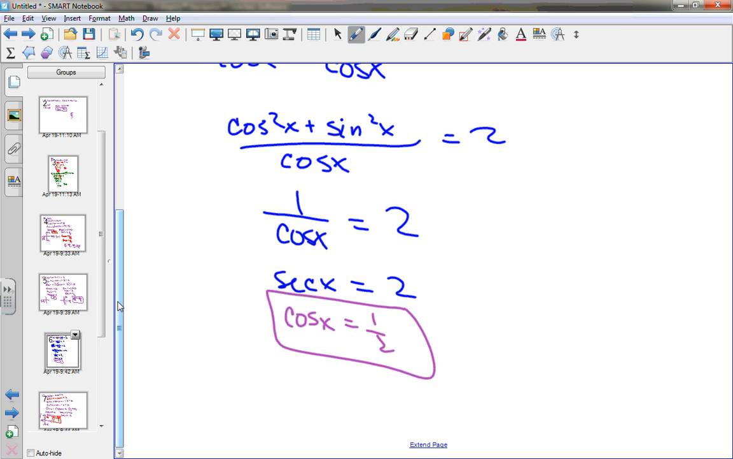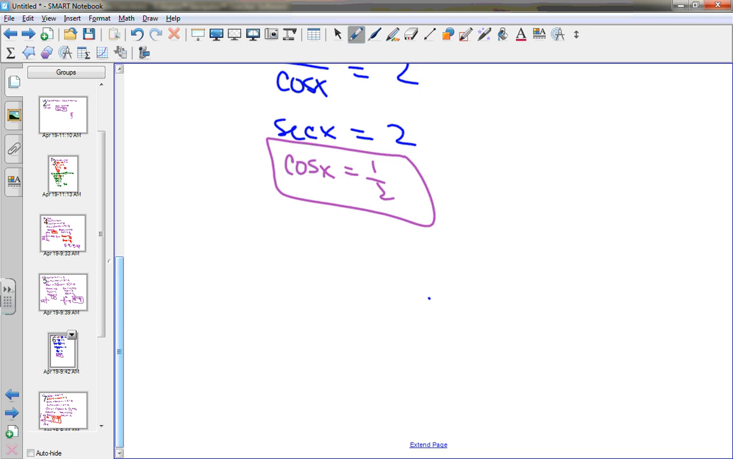So I want to find all the angles on the unit circle that have a cosine of 1/2. So if we're looking at all the angles on the unit circle with a cosine of 1/2, that means it's positive in quadrants 1 and 4. That's where my cosine is positive. Do we see that? So what angle has a cosine, meaning an x-coordinate, of 1/2?